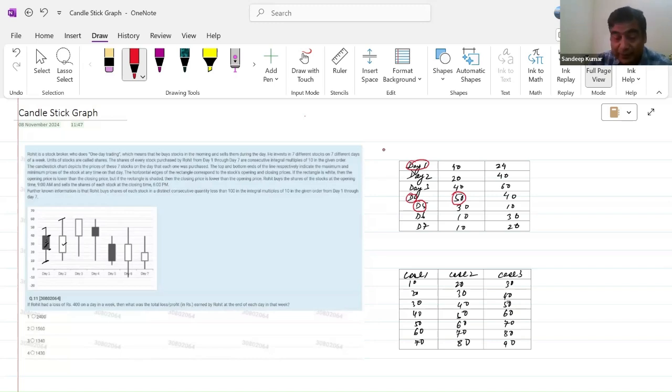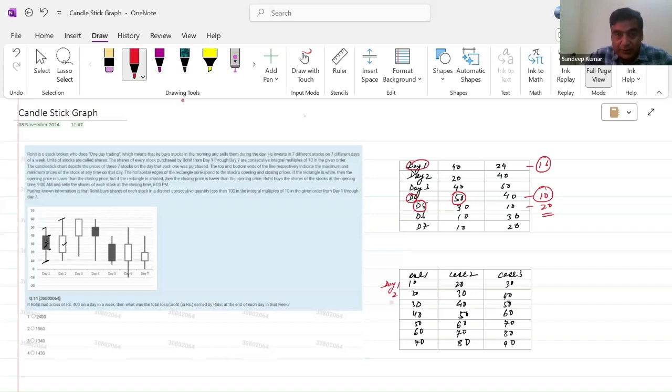Okay. So what we need to figure out is, if Rohit has made a loss on a particular day, what day can it be, or which case can it correspond to? Now, Rohit has made a loss of 16 rupees per share on day 1. He has a loss of 10 rupees on day 2 and a loss of 20 rupees on day 5 per share. So what we now have to see is, on which of the days does Rohit make a loss of 400 rupees?